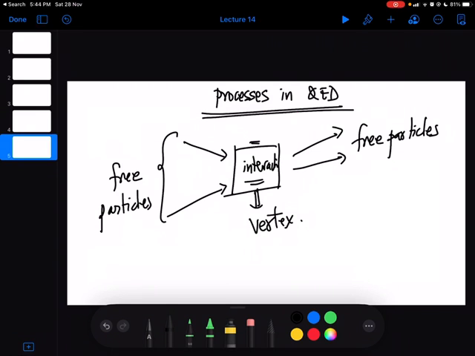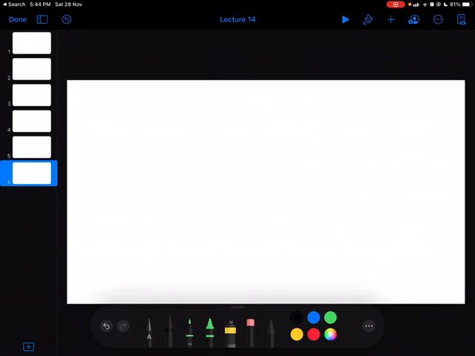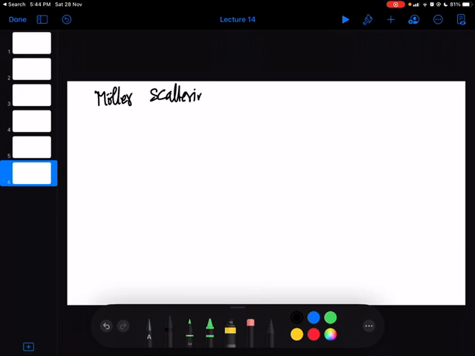So what I will try to do is try to understand some simple process, and then I'll try to give you the set of rules which help to solve these things. Okay, so let's try to think of some simple process. The simplest process you can think of is one electron repelling another electron. Now you want to describe this process in QED. This process goes by the name Moller scattering.